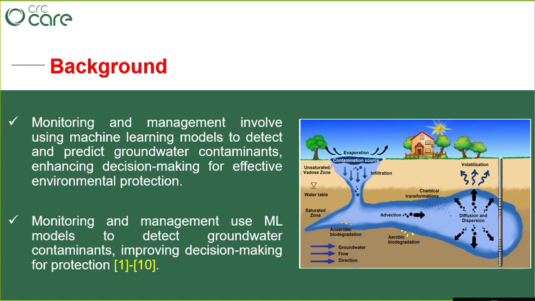Coming to monitoring and management, it involves using machine learning models to detect and predict groundwater contaminant concentration levels of PFAS, enhancing decision making for effective environmental protection. Monitoring and management uses various machine learning, deep learning, artificial intelligence, and statistical methods or models to detect groundwater contaminants, improving decision making for protection, for public health and for societal use.